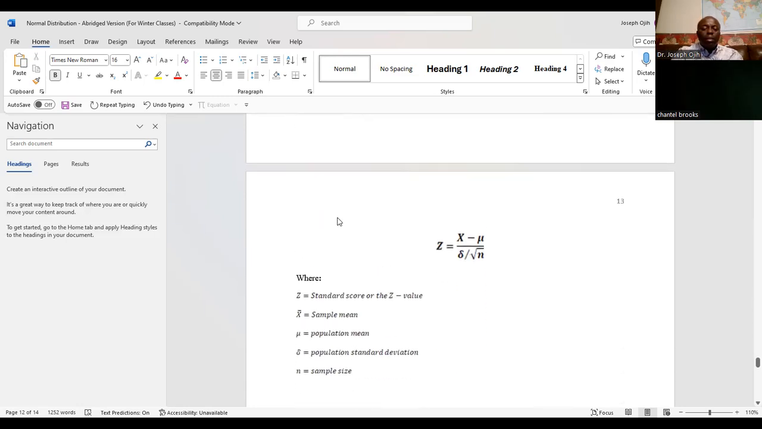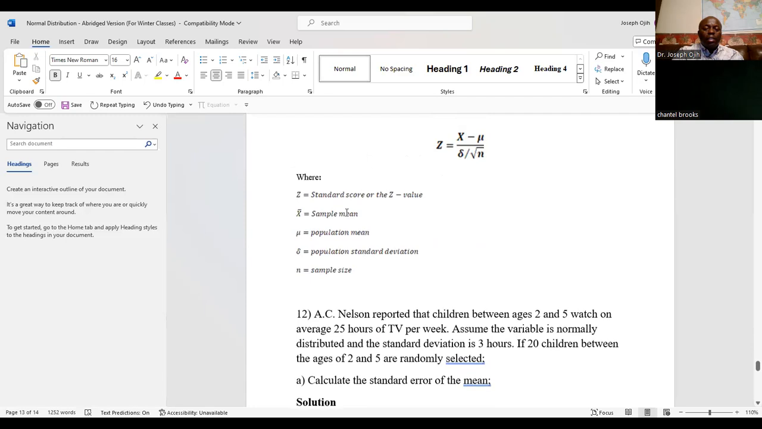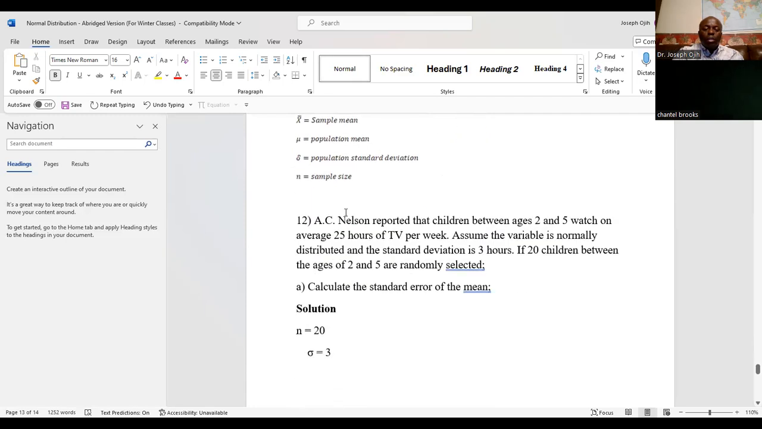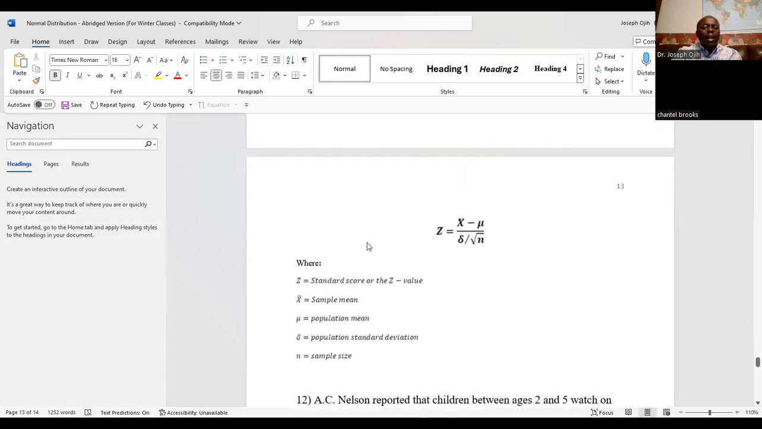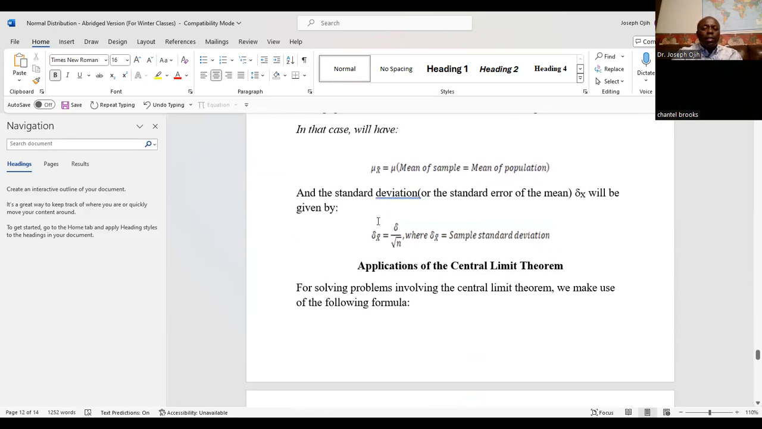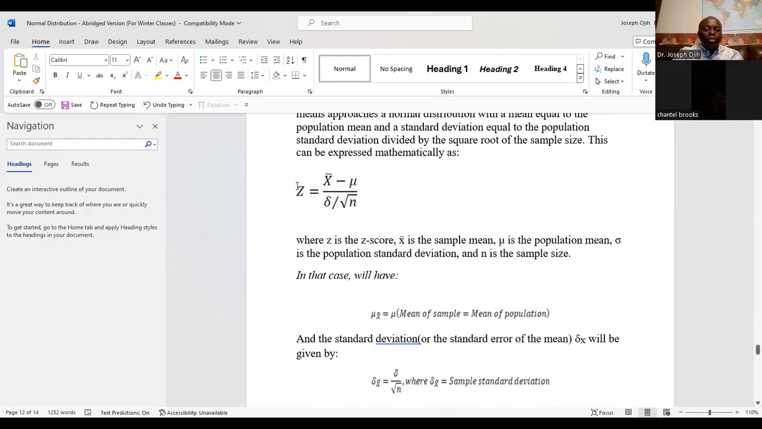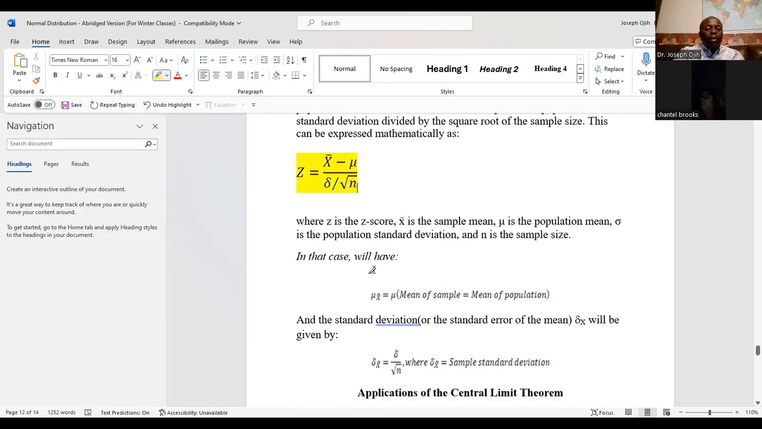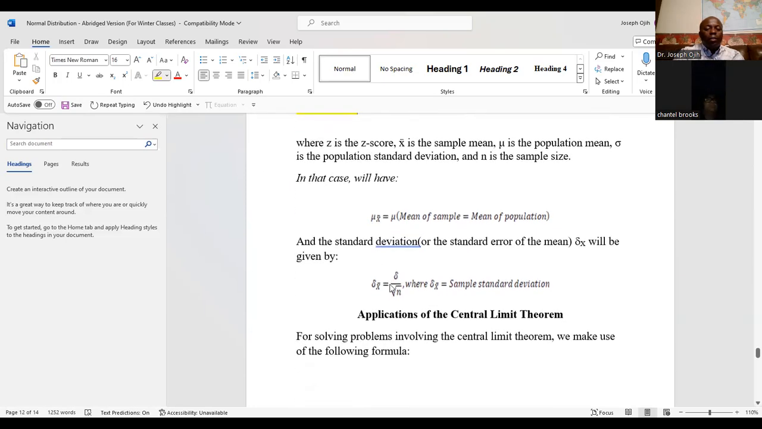Okay. So let's apply it to this situation. This is the formula for transformation. Now also, if you want to find the standard error, we use this one: standard deviation divided by square root of n. Assume that that's what we want to find.